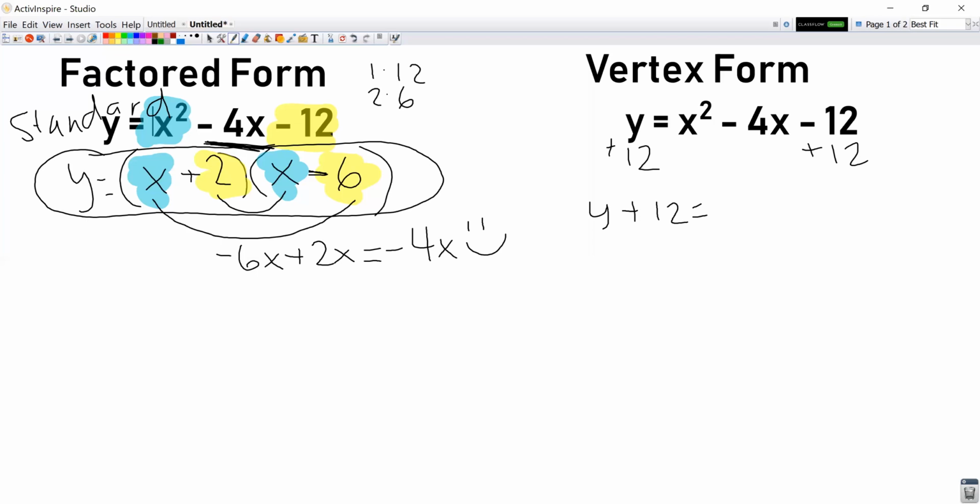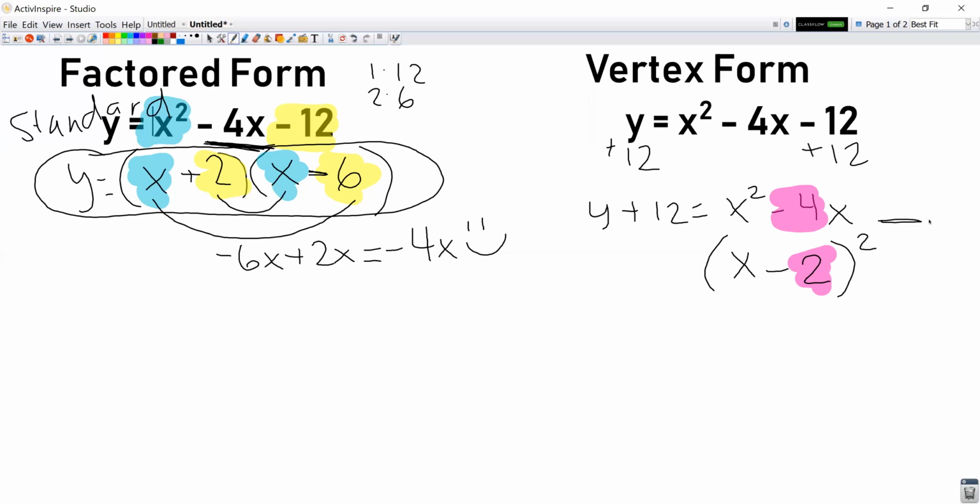Okay, so then we have x squared minus 4x. This is called completing the square. So what we need to do is take this number right here, negative 4, and half that number. Well, half of negative 4 is negative 2. So I write negative 2, and you put an x here, and you square it.